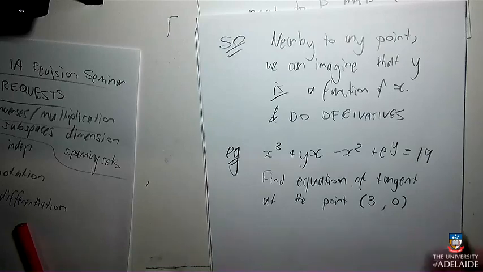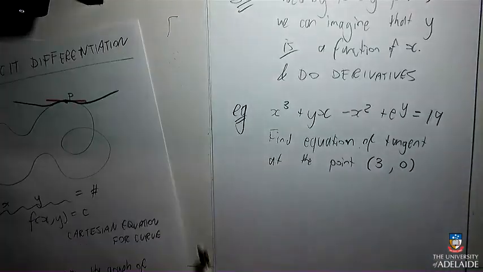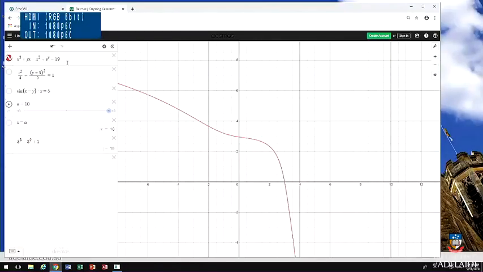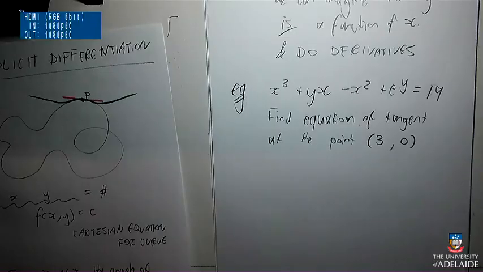Okay, so not that we can use Desmos in the exam, but just so you know, this is the curve x cubed plus yx minus x squared minus e to the y equals 19. And this is the point 30 just there. And the tangent's going to be down here. So its slope is going to be pretty steep and negative. So we've got an idea of what it should be. Can't do that sort of reasoning in the exam, unfortunately, but at least we've got an idea of what we're expecting. So we'll do implicit differentiation.